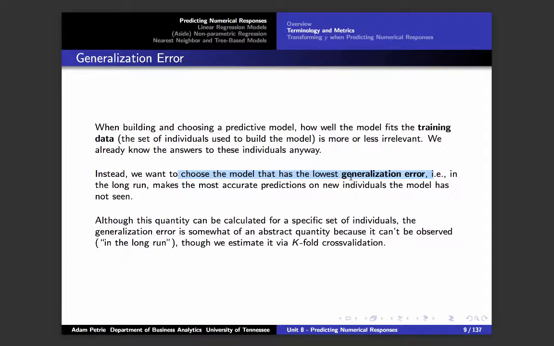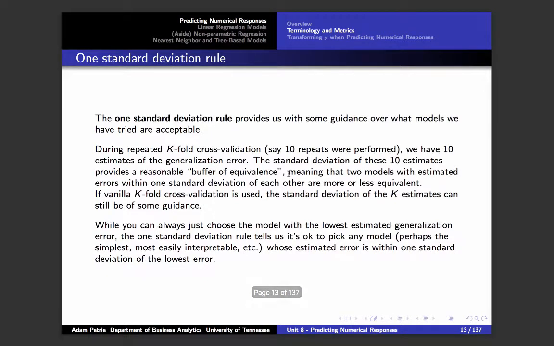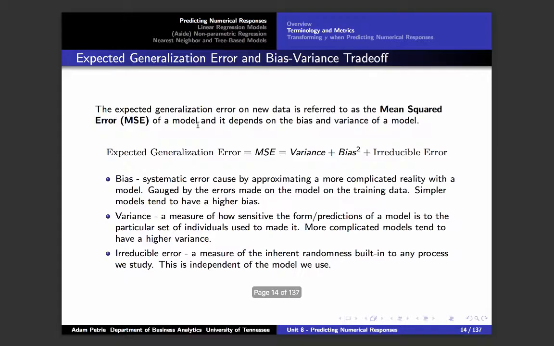Now we know there's some leeway with that one standard deviation rule. Our estimates of the generalization errors really are just estimates. They're just guesses. So we have a little bit of leeway over exactly which model we end up choosing. That one standard deviation rule narrows down all the models we've looked at to a set of acceptable models. Typically, just as a shortcut, we go with the one with the lowest estimate unless we have a good reason to choose another one. Maybe it's simpler or easy to interpret.